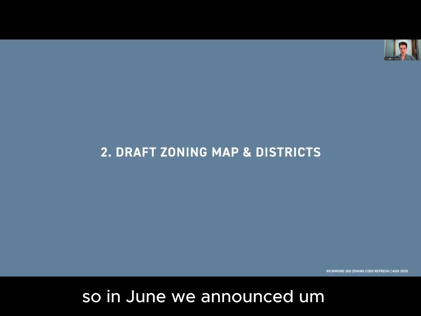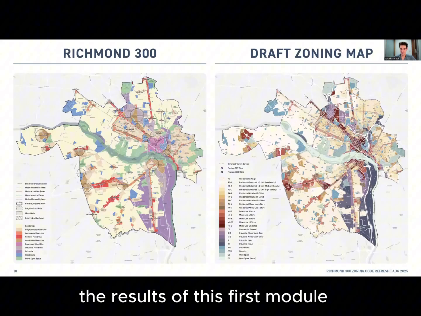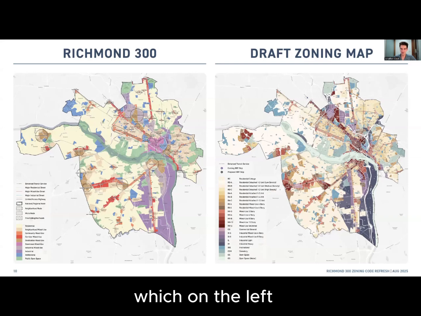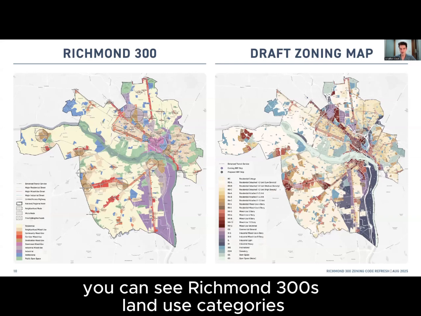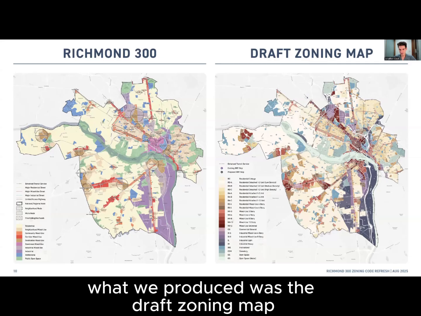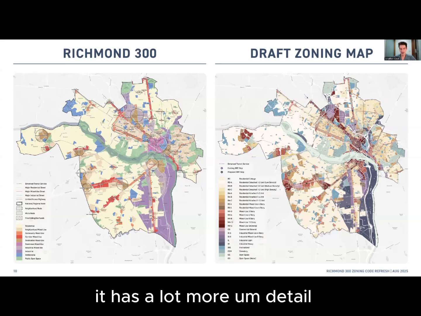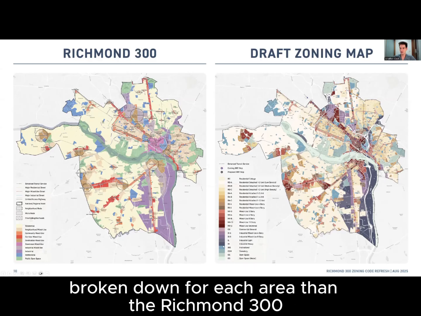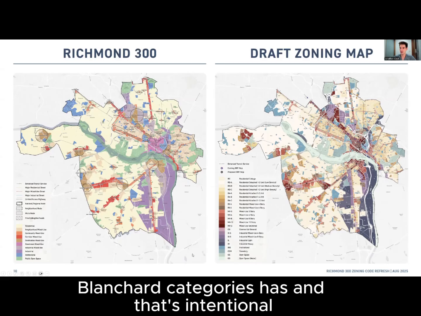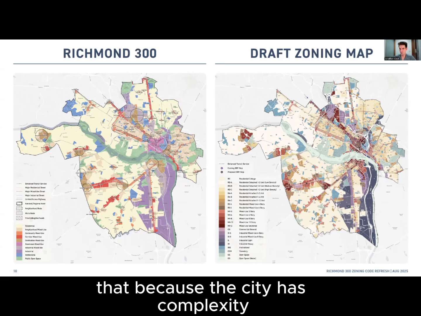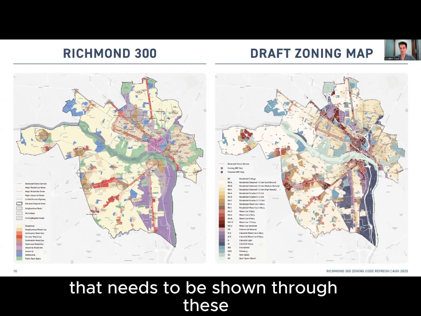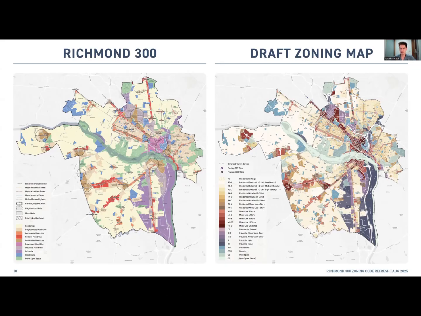So in June, we announced the results of this first module, which on the left, you can see Richmond 300's land use categories. And on the right, what we produced was the draft zoning map. It has a lot more detail broken down for each area than the Richmond 300 land use categories has. And that's intentional, because the city has complexity that needs to be shown through these various zoning districts.